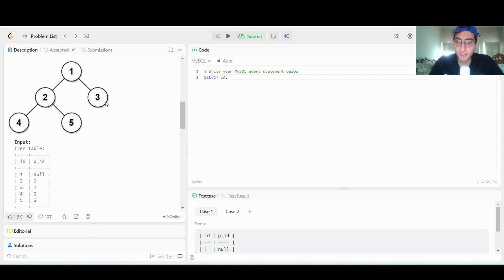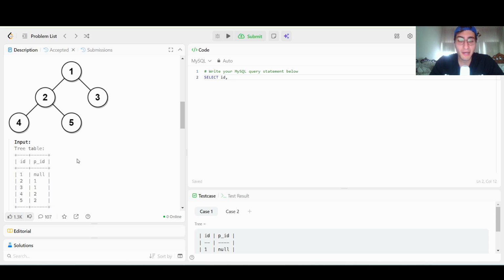Nodes 2 and 3 have a parent ID of 1, which makes sense since both nodes 2 and 3 branch from 1, and 1 is their parent node. And for nodes 4 and 5, their parent node is 2. And that's exactly what our tree table tells us. It tells us all the nodes in our tree and who are the parents of those respective nodes.